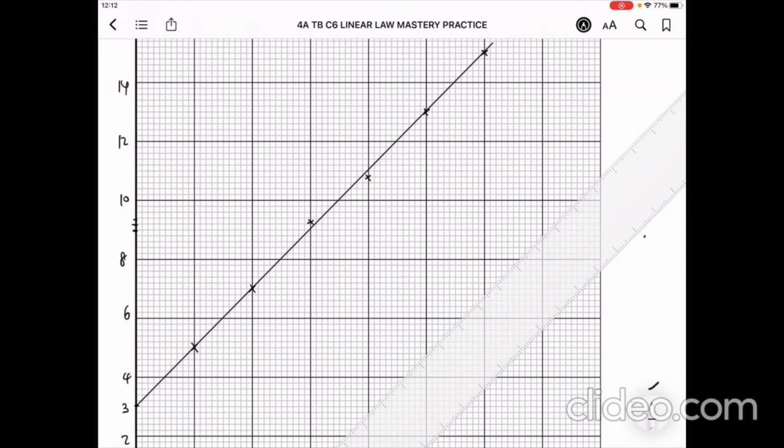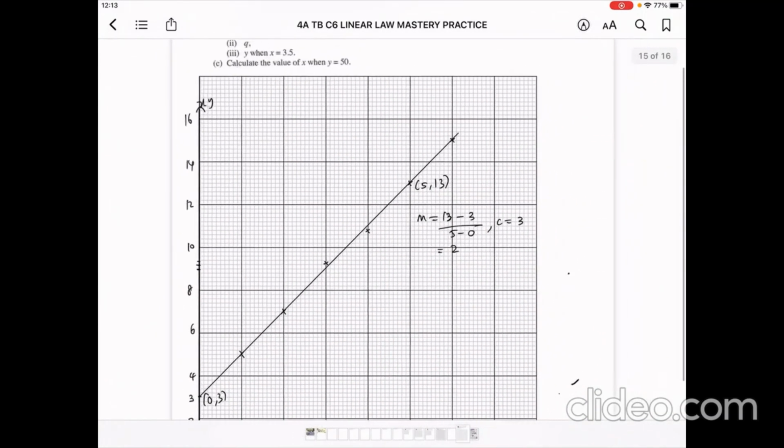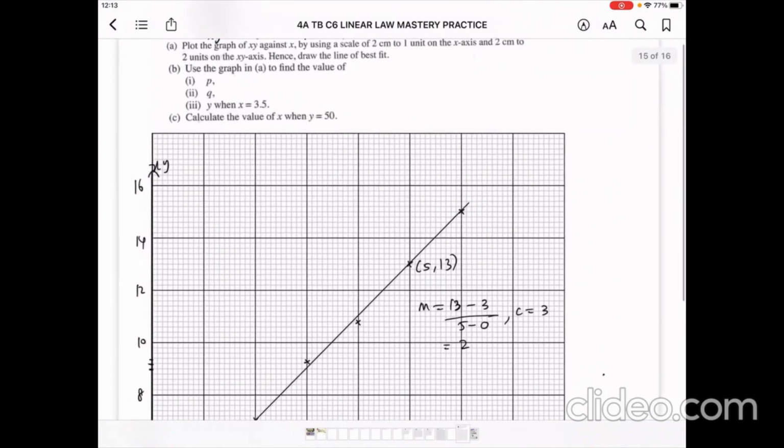And let's find our gradient. We need to find the gradient either way. So my gradient, I will pick 5 boxes, and it looks like this point is exactly on the line of best fit. So it's 5 and 13. This point is 0 and 3. My gradient will be 13 minus 3 over 5 minus 0, which is a very nice answer too. My y-intercept is just 3. All right, go back. I need to find the value of P and Q.